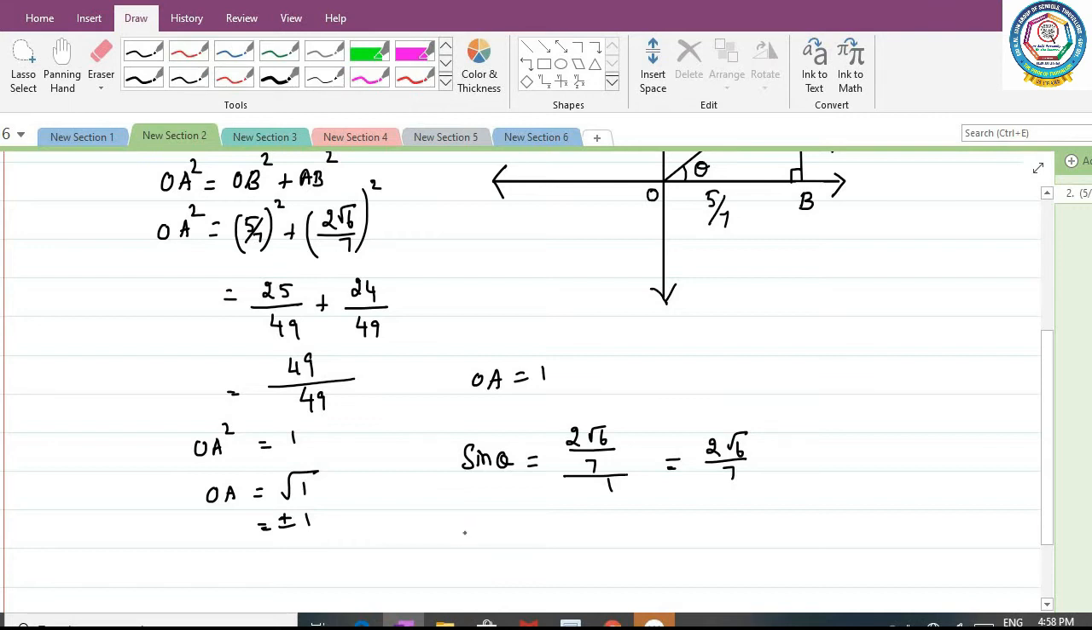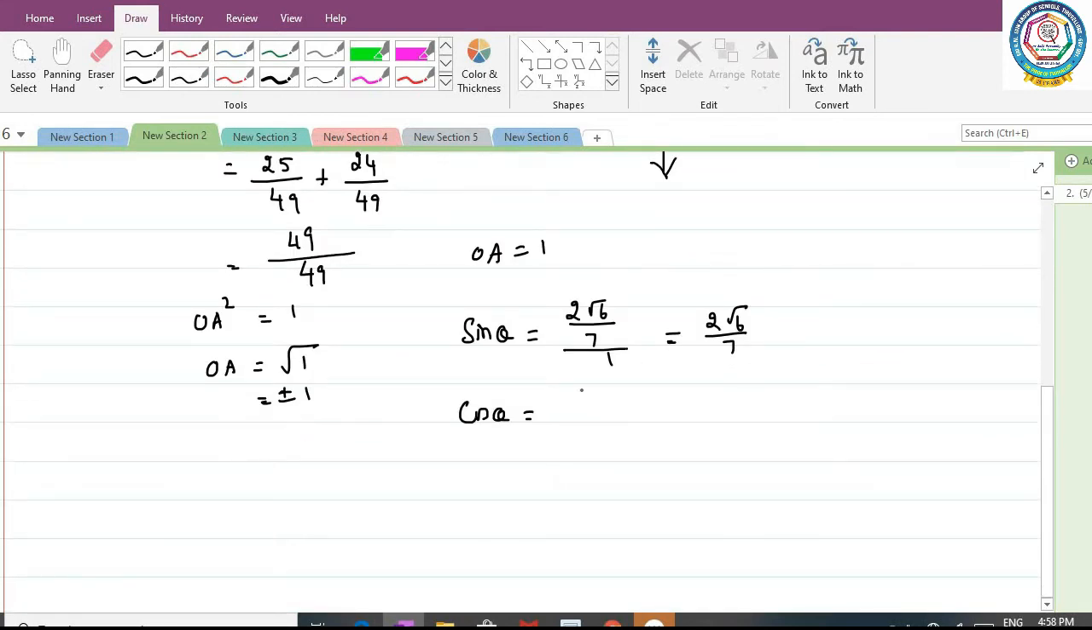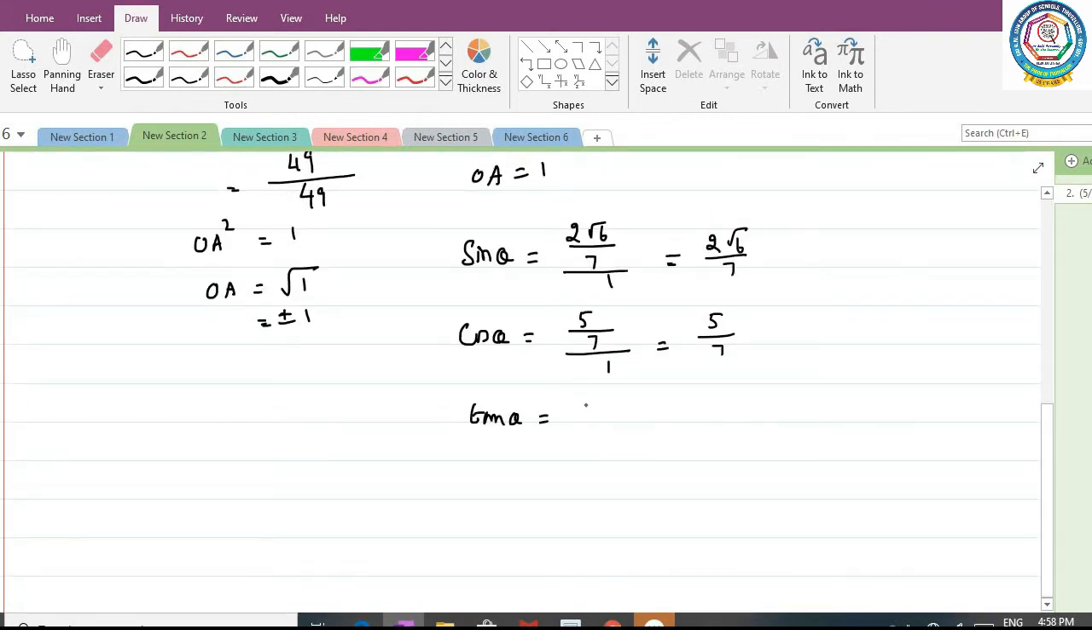Next one, cos theta. What is the cos theta formula? Adjacent side by hypotenuse. Adjacent is 5 by 7 by 1, that is equal to 5 by 7. Next one, tan theta. Tan theta is equal to opposite by adjacent. What is the opposite side? 2 root 6 by 7 by adjacent 5 by 7. So the 7s will cancel, so 2 root 6 by 5.